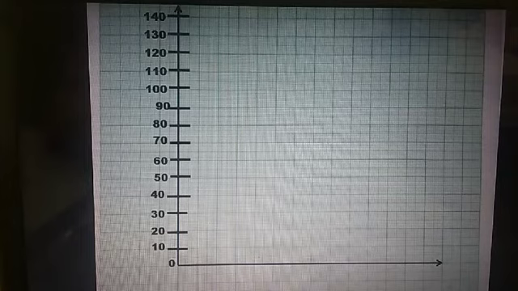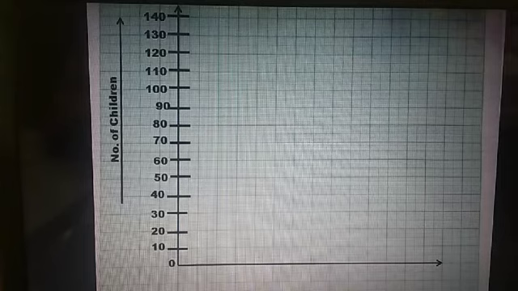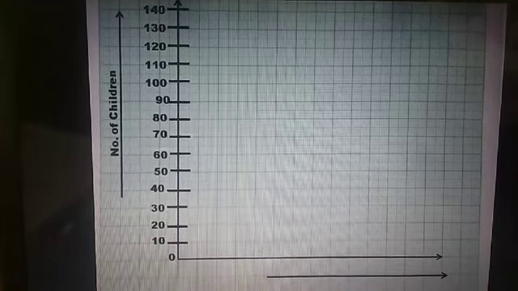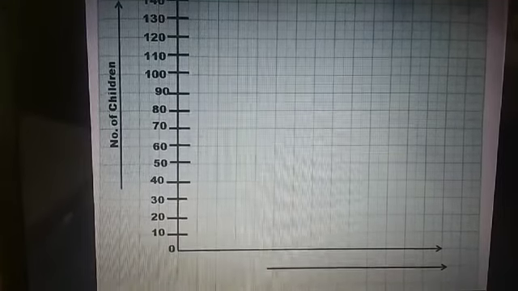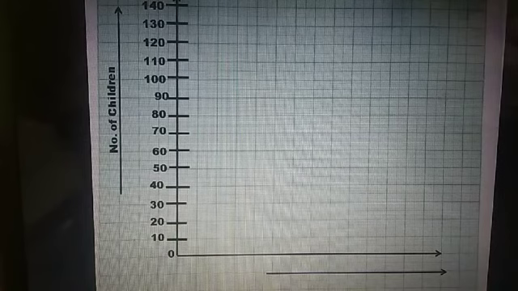Once this marking and reading is over, you will label the axes. Now the y-axis is showing you the number of children and the x-axis is showing you, yes, what it will show you: class.